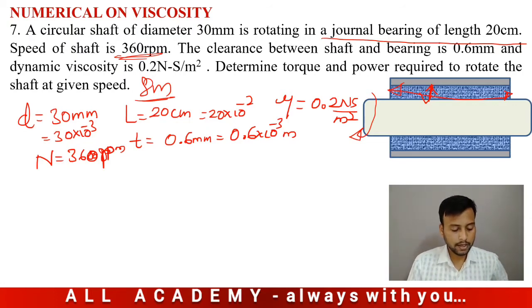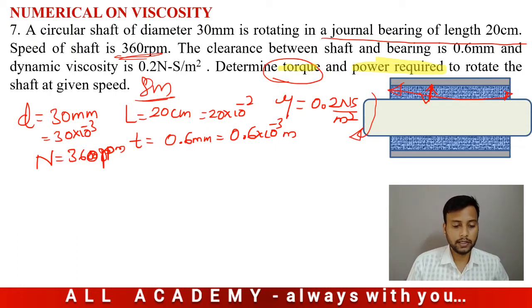Now in this one we need to determine the torque, and we need to identify the power required. So not only the shear stress, along with that we need to identify the power and the torque. For this, how do we identify the velocity of a shaft? It is given by u is equal to pi d n by 60.